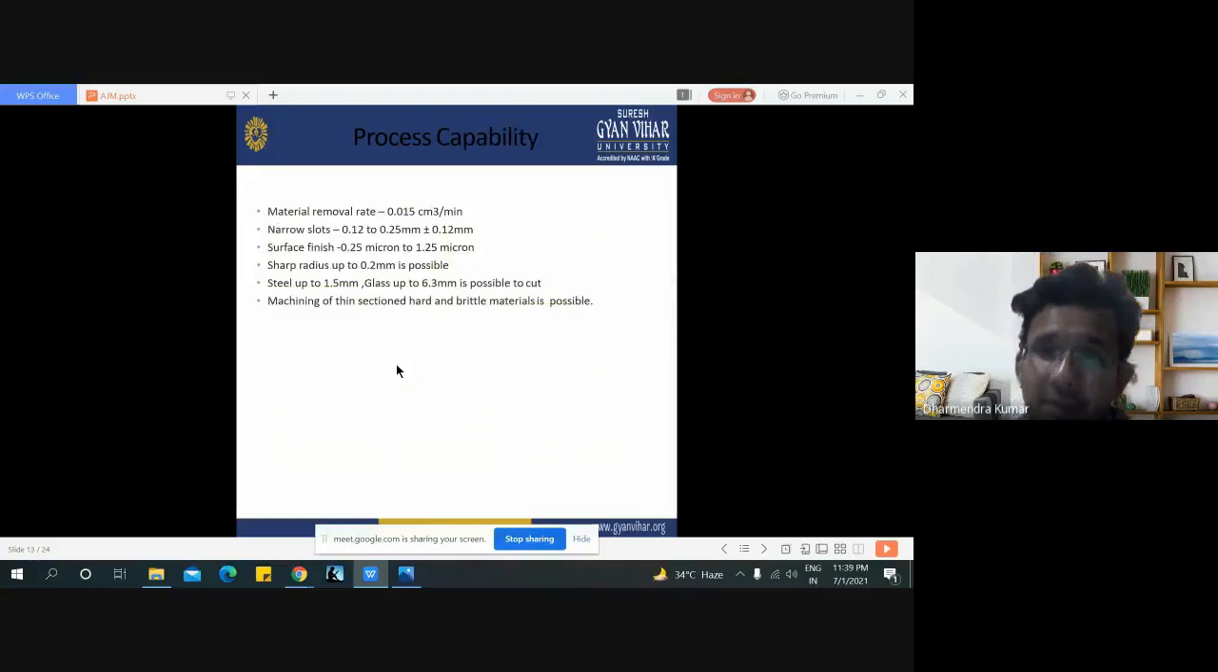Here are the process capability, or we can say the capability of abrasive jet machining. Material removal rate can be 0.015 centimeter cube per minute. For narrow slots, it would be 0.1 to 0.25 mm, plus minus 0.12 mm. Surface finish 0.25 micron to 15 micron. Sharp radius of up to 0.2 mm is possible by abrasive jet machining. And for material, if you are using steel, then up to 1.5 mm, glass up to 6.3 mm is possible to cut.